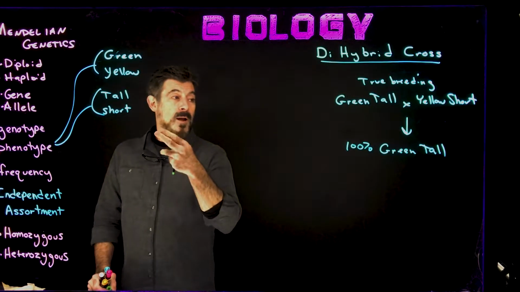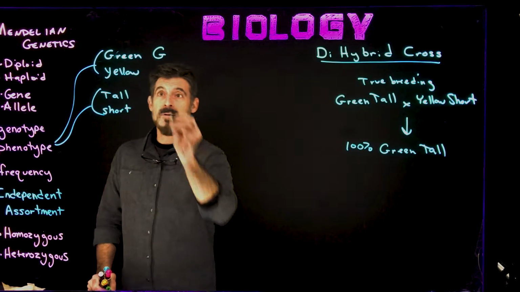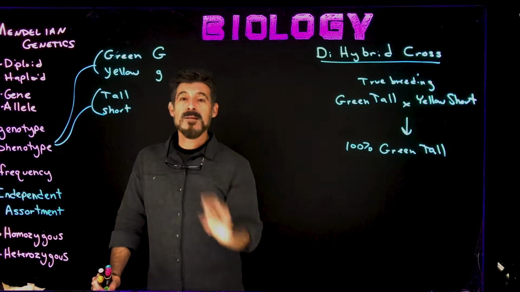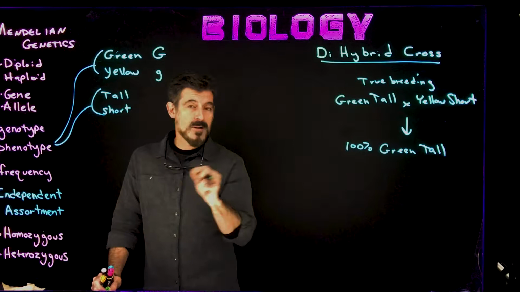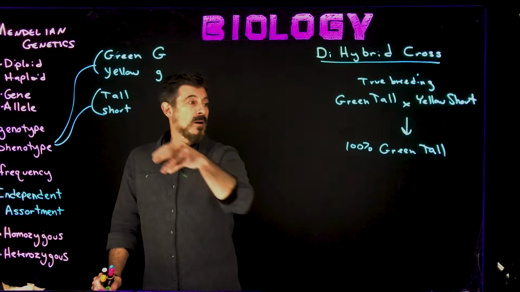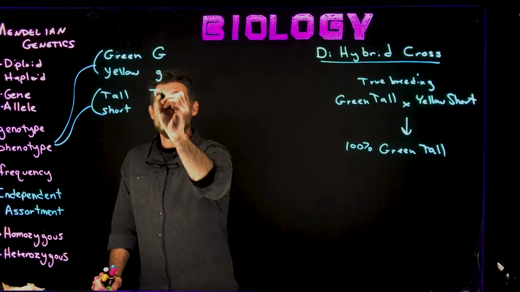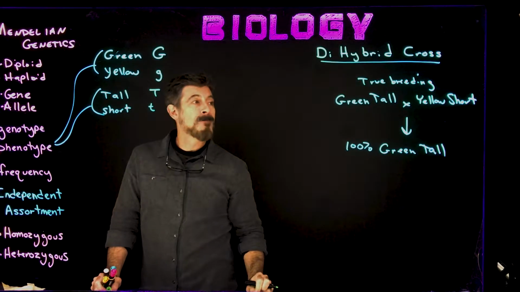So now that tells us something. Green is, in this case, the dominant trait, and yellow is the recessive. So now we can assign symbols to them, with a capital G for green and a little g for yellow, representing that it's recessive. The tall looks like it's dominant to the short, so tall is the capital T, and short is the lowercase t.